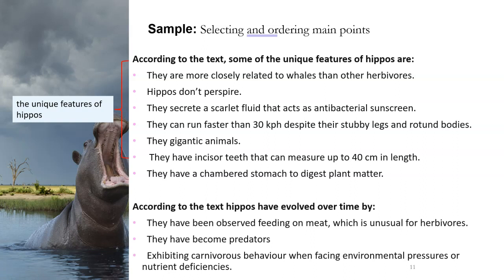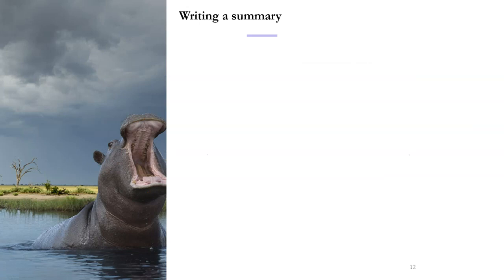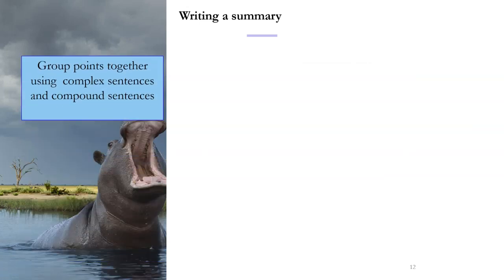So let's look at how they have evolved over time, ideas that you need to order to now write your summary. They've been observed feeding on meat, which is unusual for herbivores. They have become predators, that means they are hunting for meat. They are exhibiting carnivorous behavior when facing environmental pressures or nutrient deficiencies. Now let's go on to how we can write our summary.